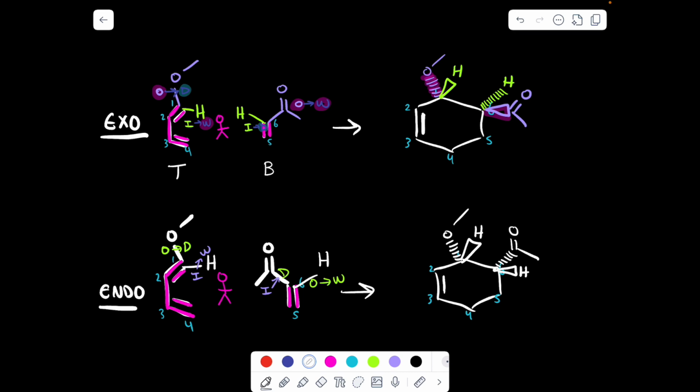So here, I hope you can see the difference from the exo approach. Our two final groups, the OMe group and the carbonyl group, are now both on dashes. So we have the endo product. These are both on dashes. So they're on the same side. Whereas in the exo product, one was on a dash and the other was on a wedge.